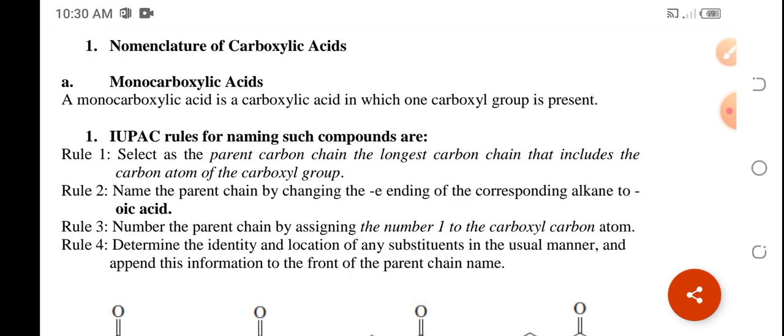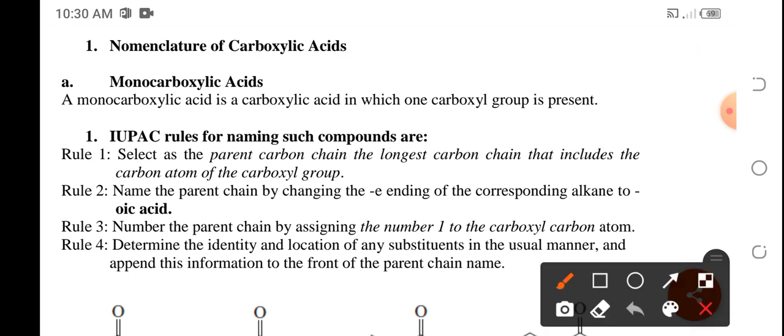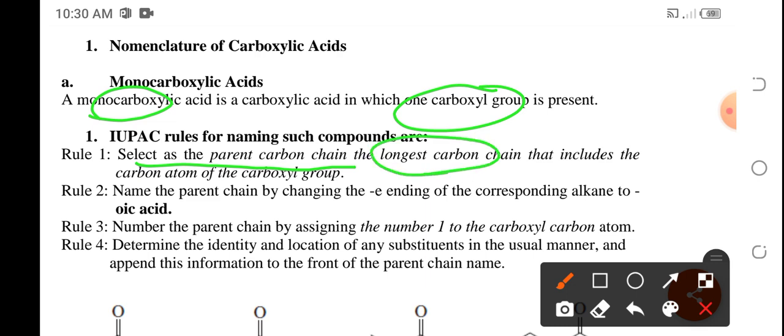We have two nomenclatures for carboxylic acids: IUPAC and common name. For the IUPAC naming system, for monocarboxylic acid, mono means there's only one carboxyl group present. You have to select the parent chain. As always, the parent chain is the longest carbon chain that includes the carbon atom in the carboxyl group. You name the parent chain by its alkane name, but this time you drop the E and add OIC acid.